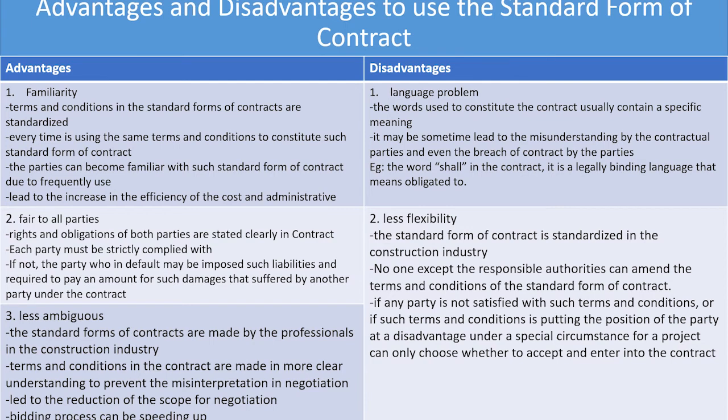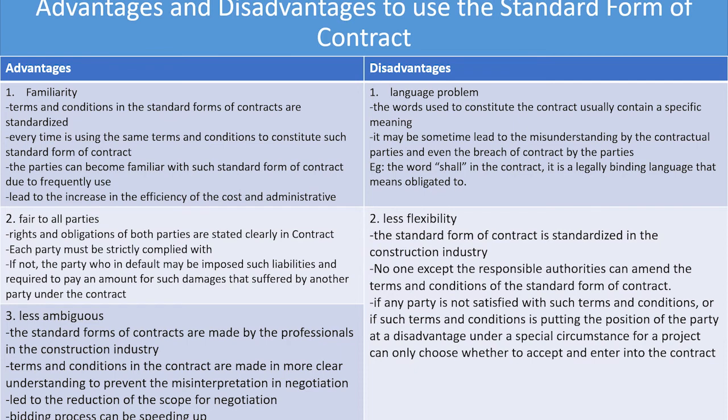The third advantage is that it is less ambiguous when using the standard form of contract. It is because the standard forms of contract are made by professionals in the construction industry. The terms and conditions in the contract are made for clearer understanding to prevent misinterpretation in negotiation. This leads to a reduction of the scope for negotiation between the parties, and the binding process can be sped up.